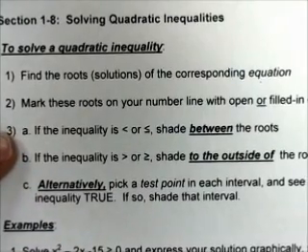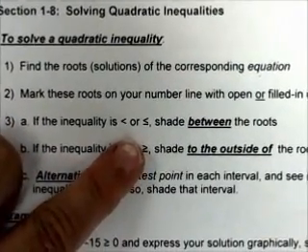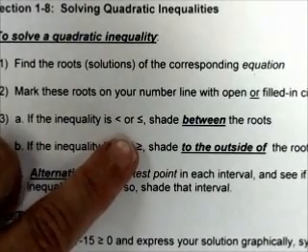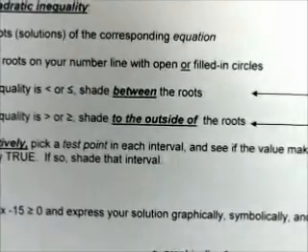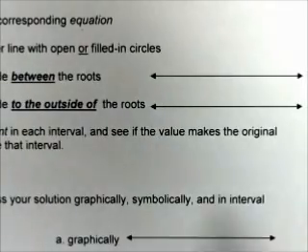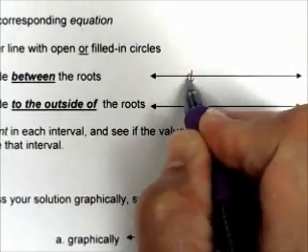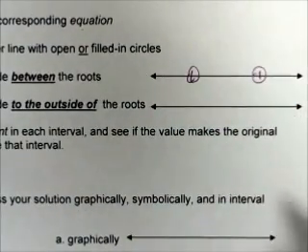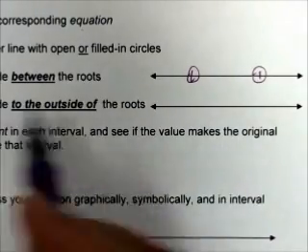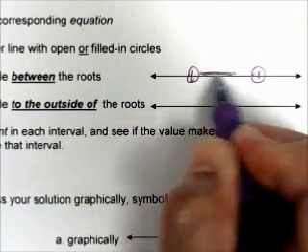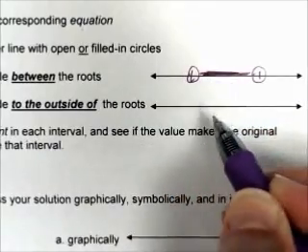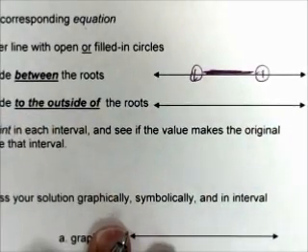If the inequality is less than or equal to, you shade between the roots. In other words, I have this number line here, so if I just mark circle, if the inequality is less than or equal to, you shade between. Remember, that's going to be our and inequality.